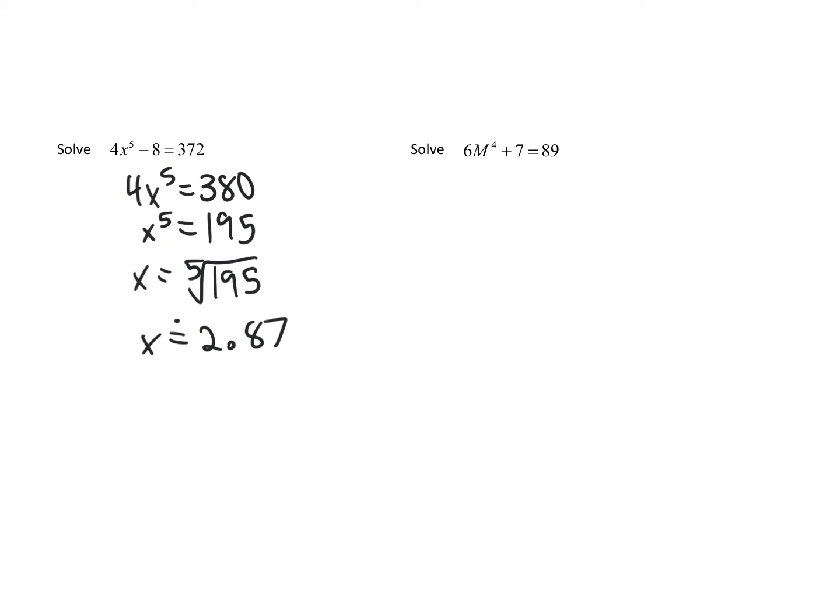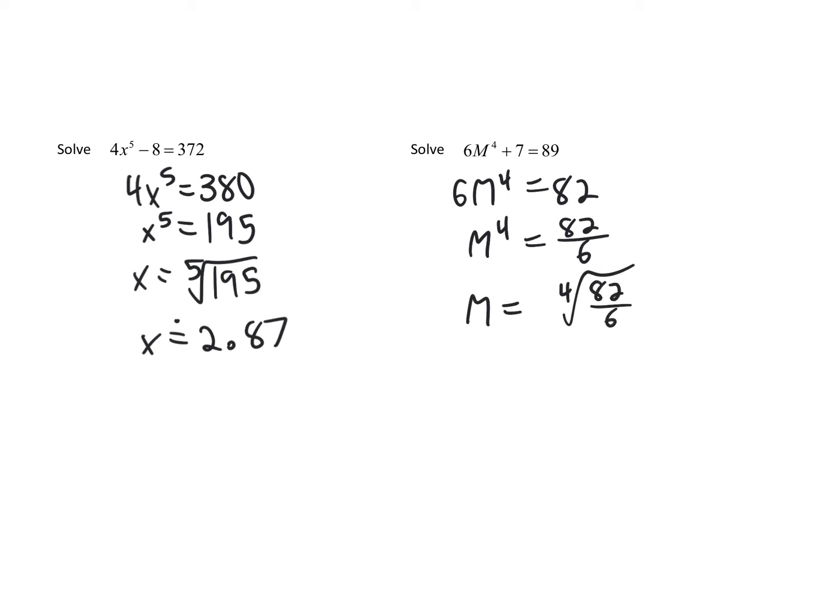Second one, same idea. We subtract 7, then we can divide by 6. This one's going to work out to a decimal, so it's just easier to leave it in fraction form for now. Whether 82 over 6 or reduced to 41 over 3, it's not a big deal. To get rid of the power of 4, we do the fourth root of the other side, but we have to do plus or minus. So m equals plus or minus 1.92 approximately.